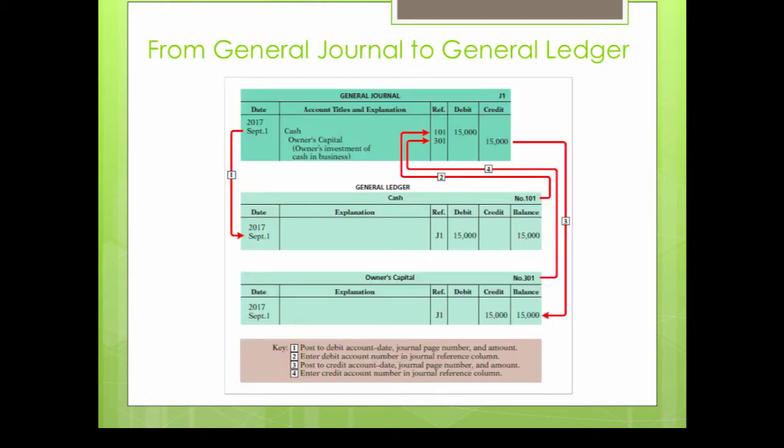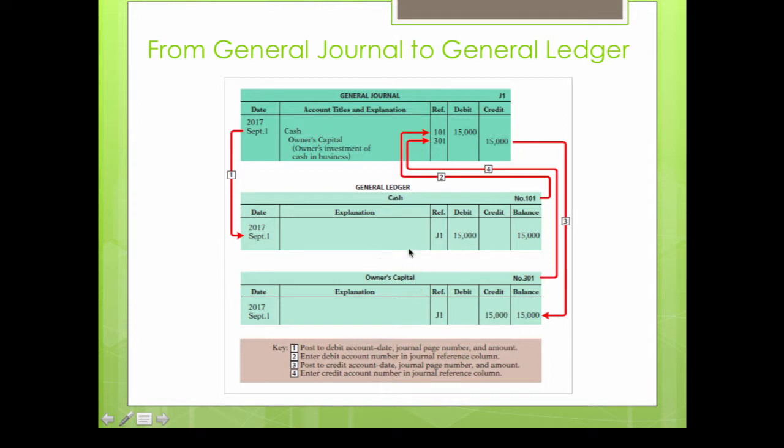Okay. Now, this is the general journal, another visual. This is for September 1st, and notice that there's a debit for cash first, and then a credit for owner's capital, and you know that is a credit because it's indented. From the general journal, we then transfer the journal entries to the ledger accounts, and these bottom ones are the ledger accounts. This is called posting.